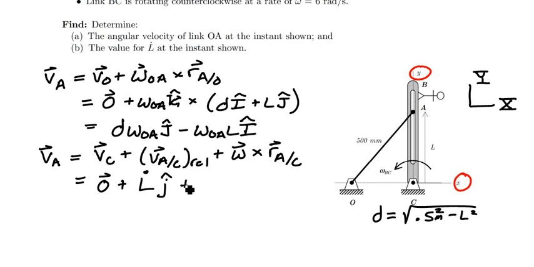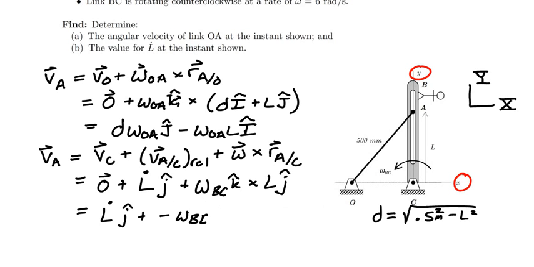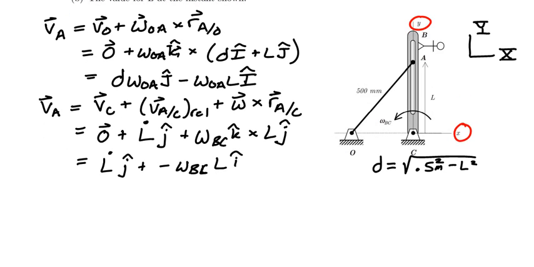Then I can add to that omega, which in this case is omega BC in the little k, and I can cross that with R of A with respect to C, which will be a distance L in the little j. If I expand this out, I'm going to have L dot in the little j, plus k cross little j gives me minus little i, so I'll have minus omega BC times L in the little i. Now at this juncture, what I can note is that the capital and little axes are aligned at this instant in time.